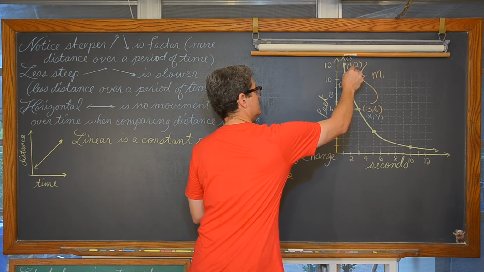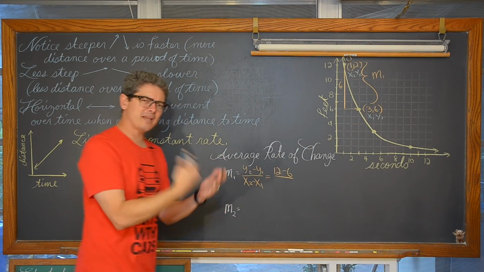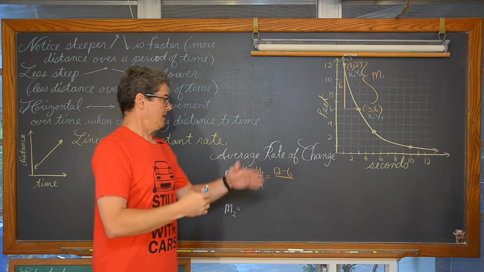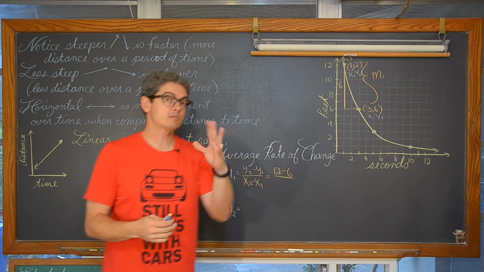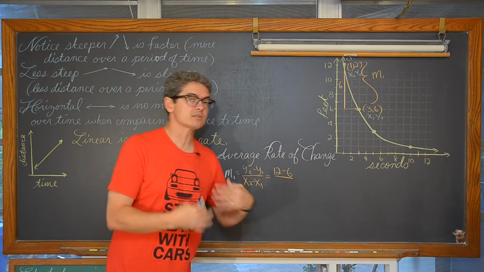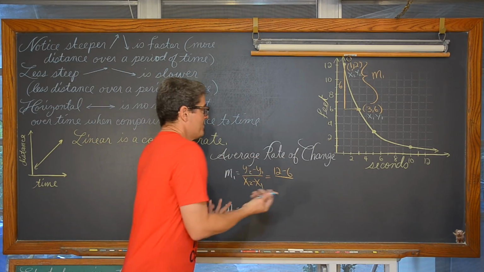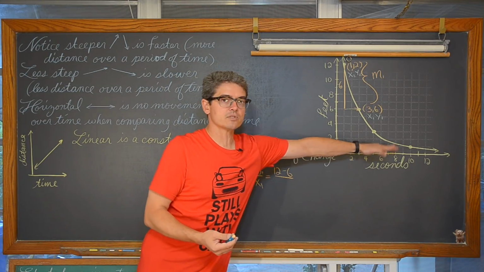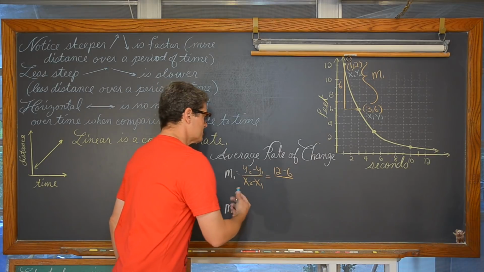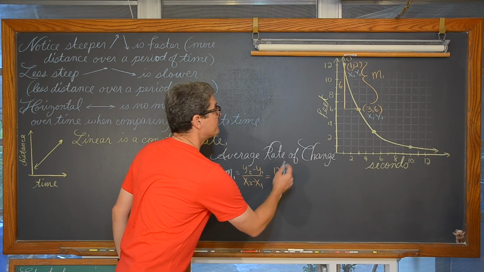X sub 2 minus x sub 1. Now don't think you have to have a positive answer. Yes, if this comes out to be negative, our average speed would be said to be positive, but rate of change is allowed to be negative, and that does happen. If your distances go down over time, if your line goes down to the right, you have a negative rate of change, a negative slope.